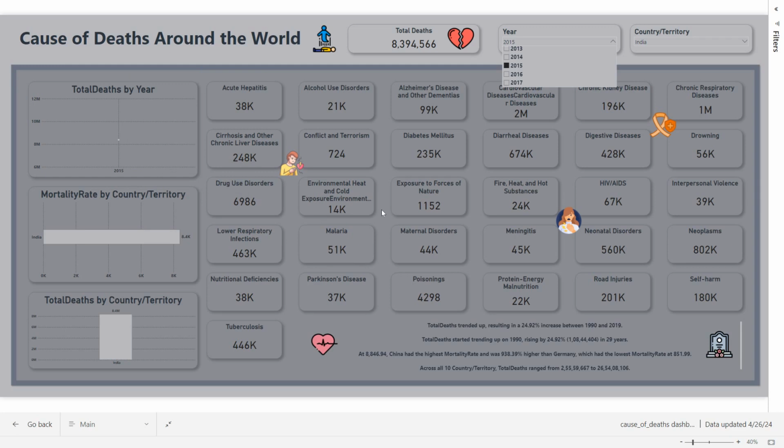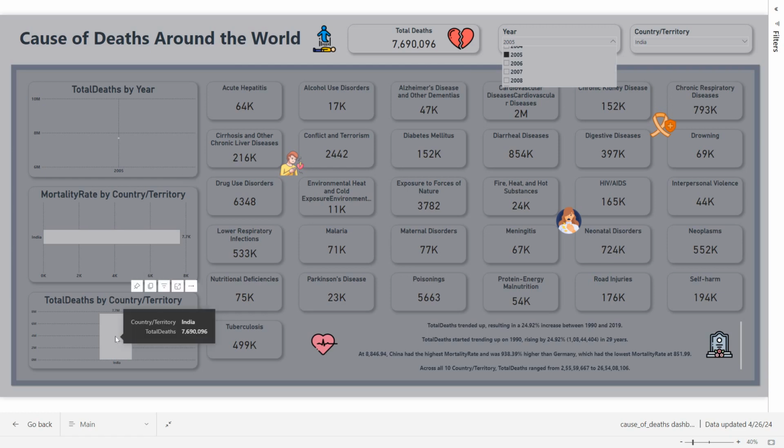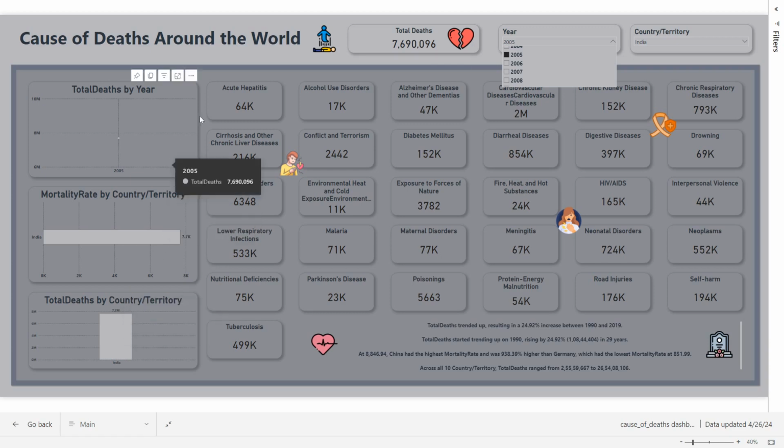51,000 people died because of malaria. You can see 180,000 people died because of self-harm. Now, what about in 2005? Total deaths were 7,690,96, which is, you can see, 7.7 million around, and 17,000 people died because of alcohol use disorders.